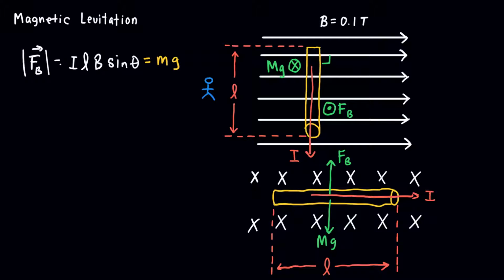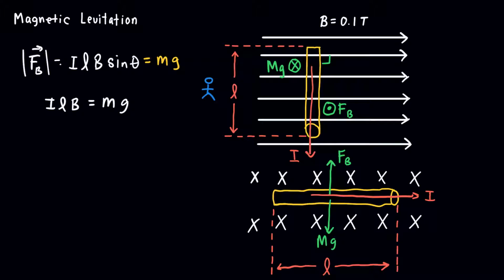The way we'll start is by recognizing that because the wire is perpendicular to the magnetic field, theta in this equation will be 90 degrees, and so sine of theta is equal to 1. And so what I know right away is that the current times the length of the conductor in the field times the field strength is equal to the weight of the wire, for the minimum force that we would need in order to lift up the wire.